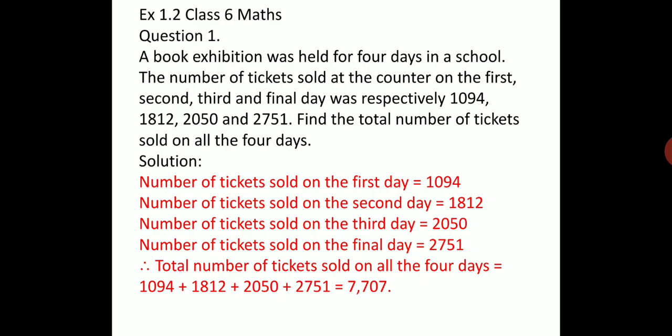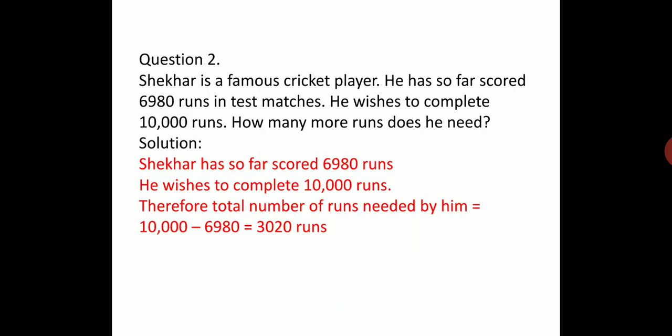Total number of tickets sold on all 4 days equal to 1094 plus 1812 plus 2050 plus 2751 equal to 7707. Now you can see the second slide.